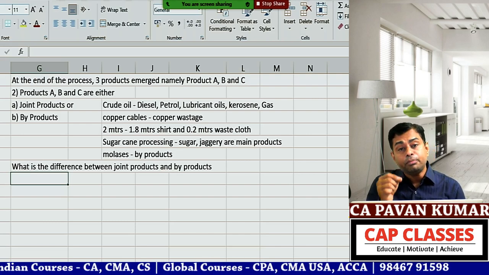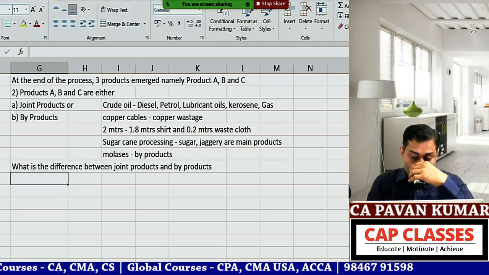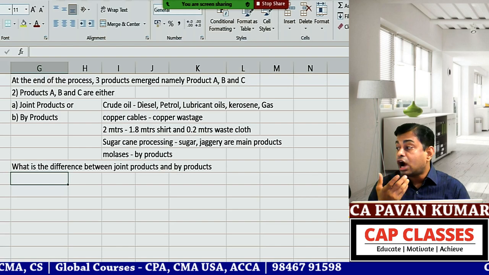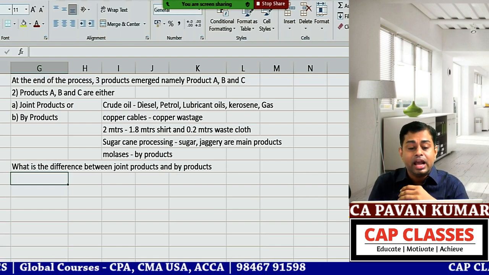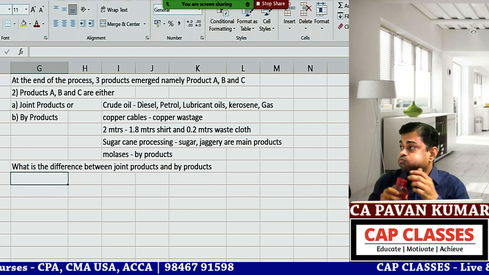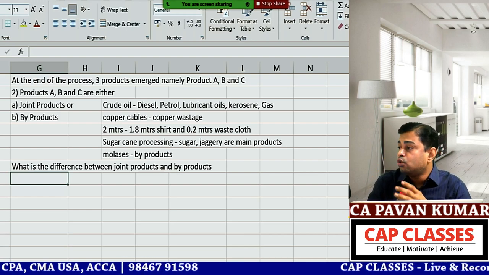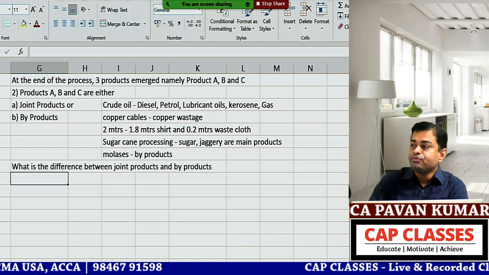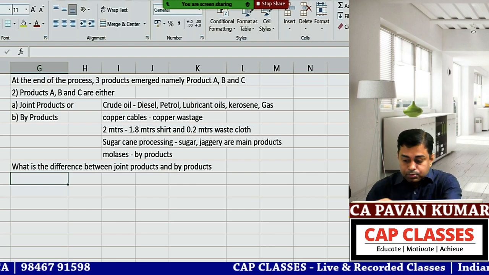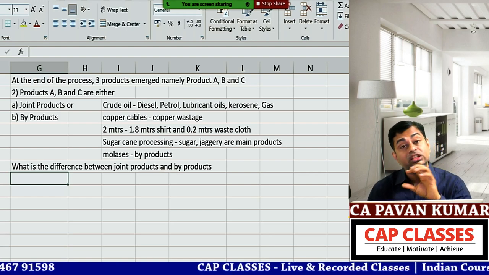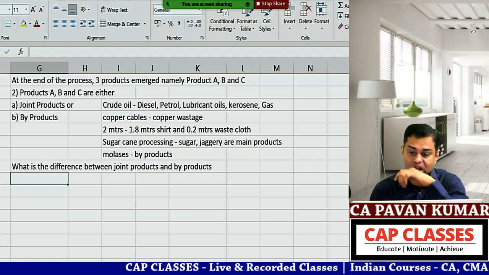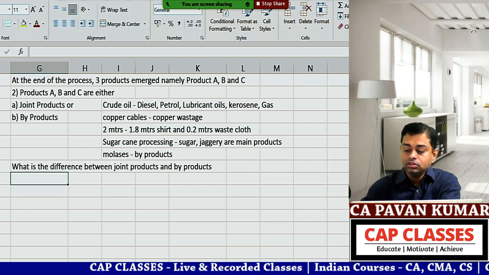Under that, point number one. Both joint products and byproducts emerge out of the same production process.